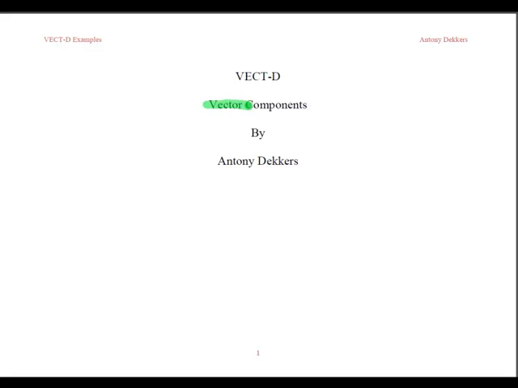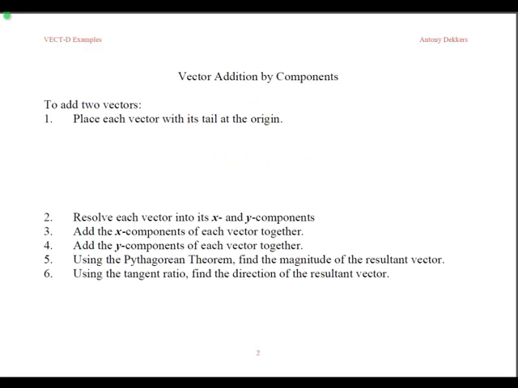Okay, welcome to this section on vector components where we are adding two vectors together. There's a bit of a process here. So the first part is always to draw a diagram. So if you've got two vectors, remember to put the tails at the origin.